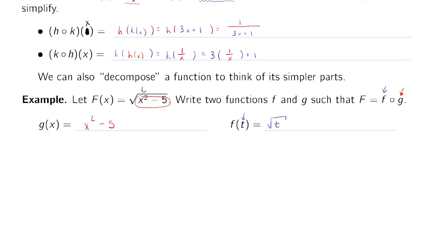And notice here we said we want to call this f of t. So we can decompose this function, big F of x, as saying first take x squared minus 5 and then take the square root. Right? So f of g of x then means f of x squared minus 5, which means take the square root of its input, which is x squared minus 5.